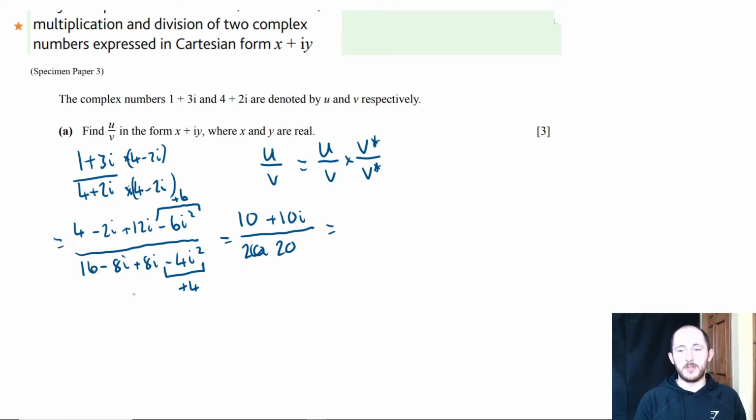And now all you do is you do the normal division. So 10 divided by 20 would be a half. You can leave it as a decimal if you like, but decimals are disgusting. Plus a half i. And that will be your answer. 3 marks. Basically, it's just a rationalising the denominator question from GCSE. So it's not really too bad. Hopefully that makes sense.